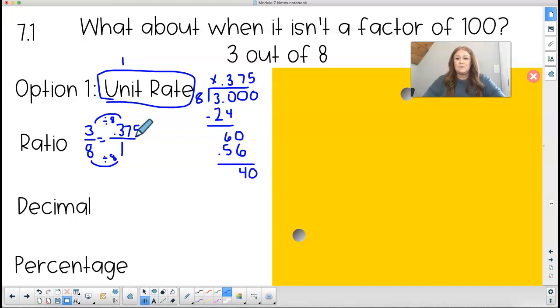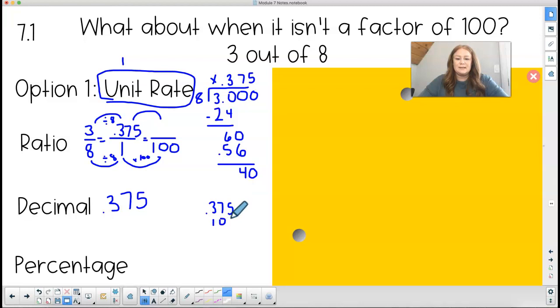0.375. This right here is my decimal. When I take my first number and divide it by the second number, the numerator divided by the denominator, that gives you your decimal, 0.375. And now I can take that and I can turn it into 100. So I can ask, how did I get from here to here? Well, I had to times by 100. So that means I want to do the same thing here and take 0.375 and times that by 100.